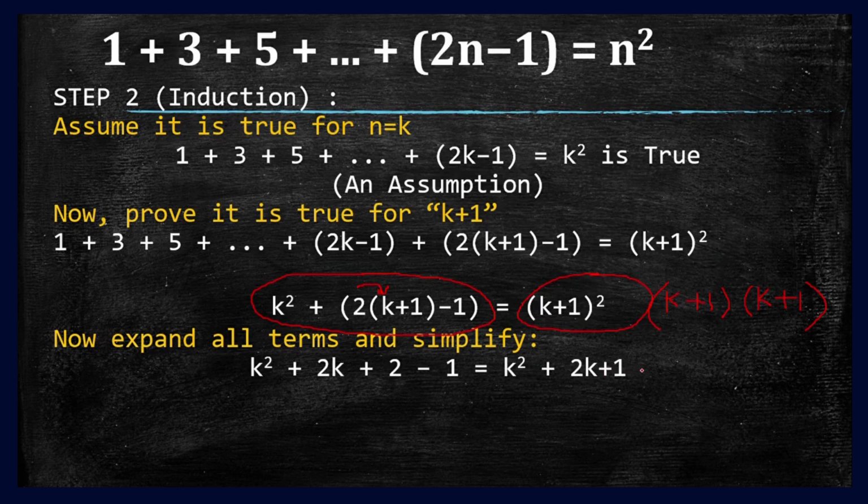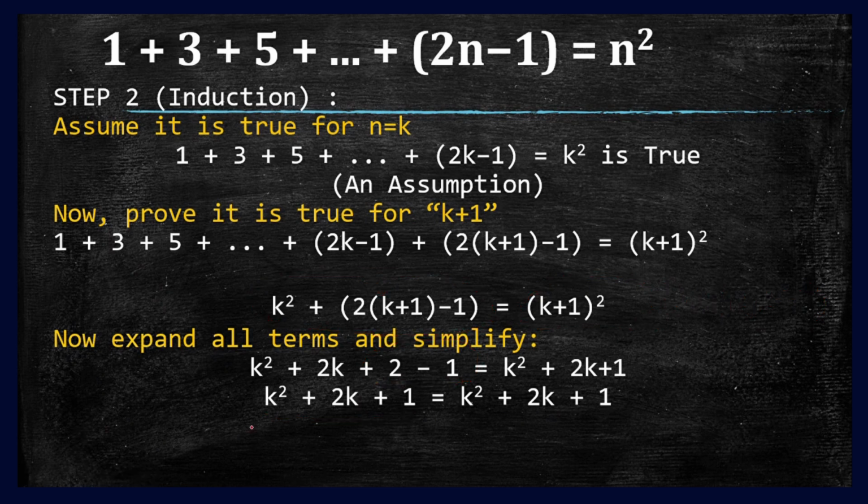So both the left and right side of our equation changed. Now we can simplify our terms. What can we simplify on the left side of our equation? These terms can be simplified. We can have 2 minus 1, which is equal to positive 1. So our left side will become k squared plus 2k plus 1, and we just rewrite our right side, which is k squared plus 2k plus 1. So as you can see, both sides of our equation are now the same.